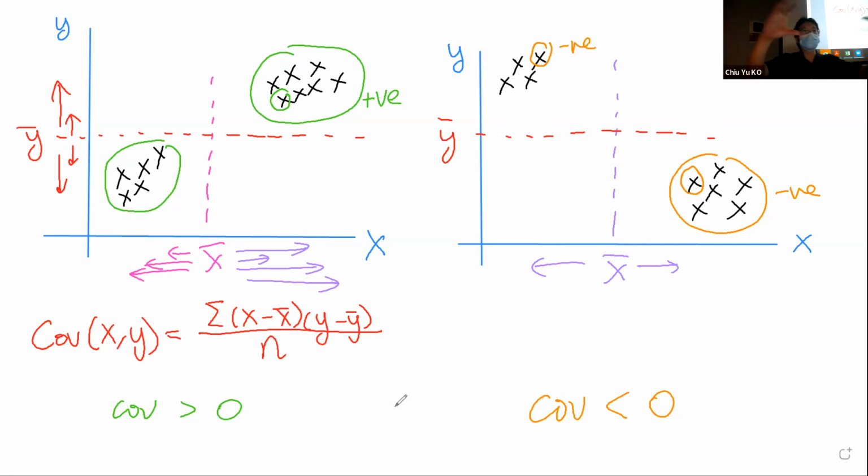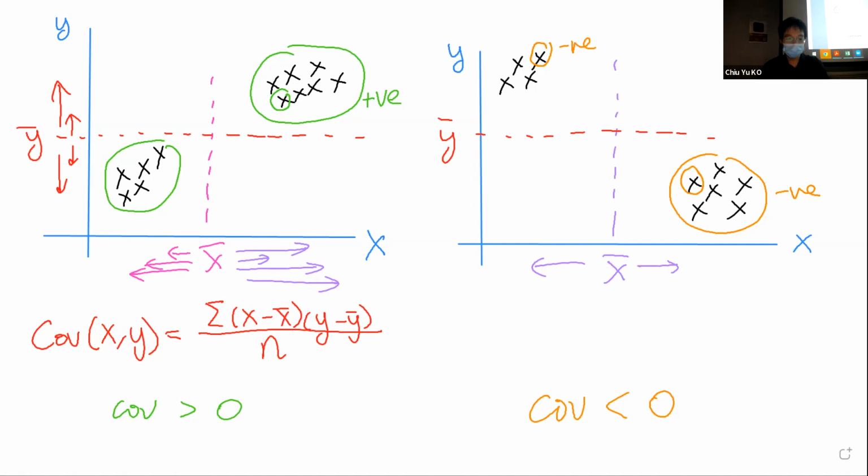And of course, if it's 0, then it's likely to be falling evenly, so you cannot tell which is more likely. Okay. And that's the idea of covariance. The larger the covariance, the more likely that they will be more extreme, further away in those areas. Is that clear? Do we have any questions about covariance? Okay, nice. No question.